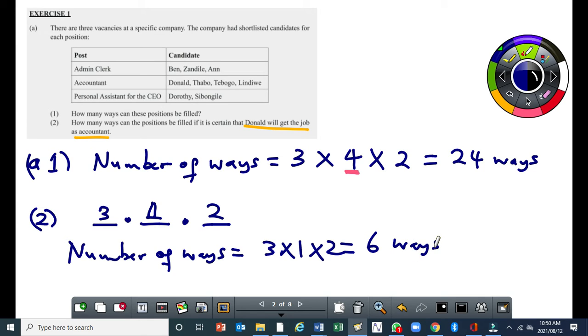Are you following? The second question says that the job is fixed, so excluding the others. Only one person can take it, and that person is Donald. The others, there is no chance. Okay? There is no chance. Well, let me carry on.